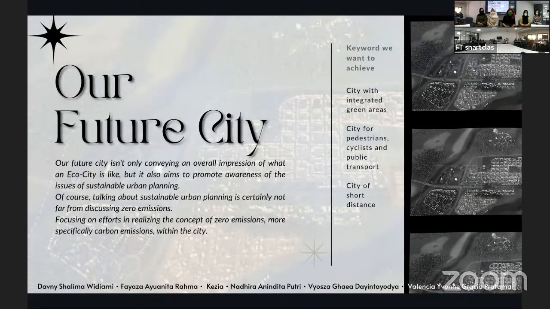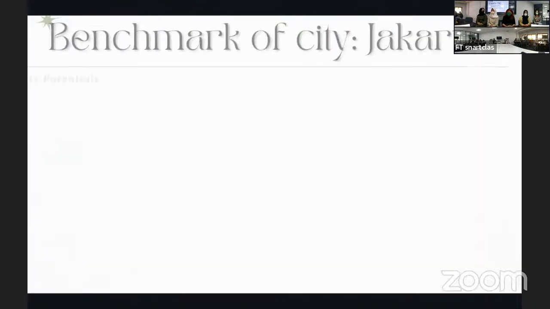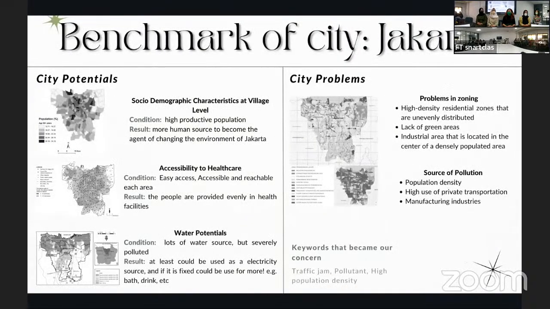Some of the keywords that we wanted to achieve in our project are integrated green areas, as well as a city that is accessible to pedestrians and cyclists, and also implementing new regulations to promote awareness. Next slide, please. So for the next, we're going to talk about our benchmark city, which is Jakarta. There are some reasons why we chose this city to become our benchmark.